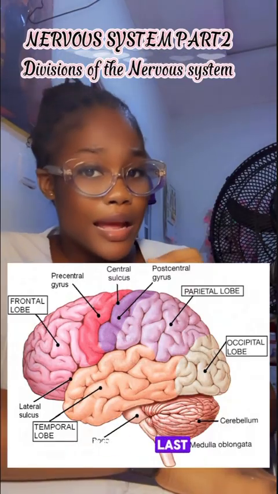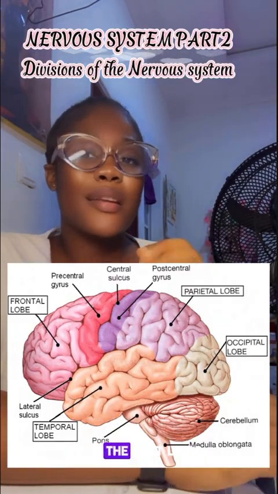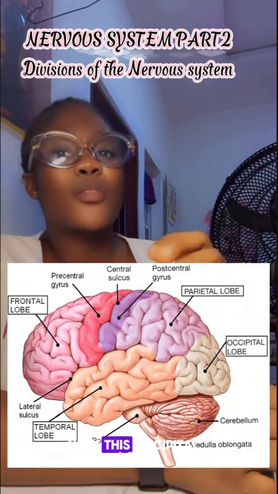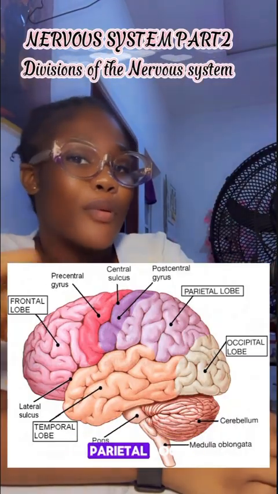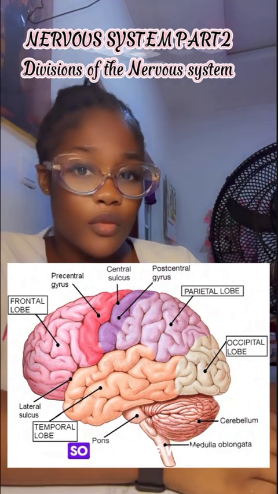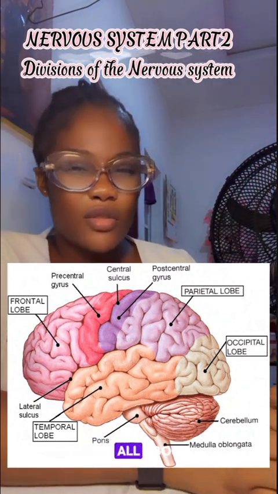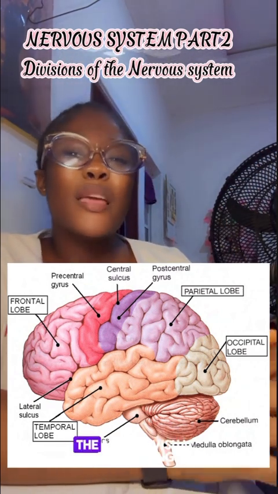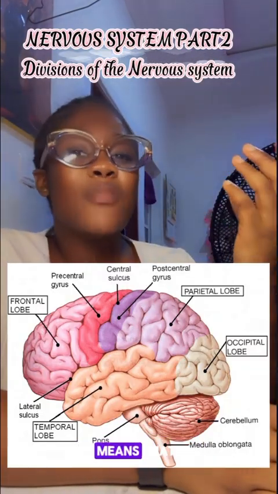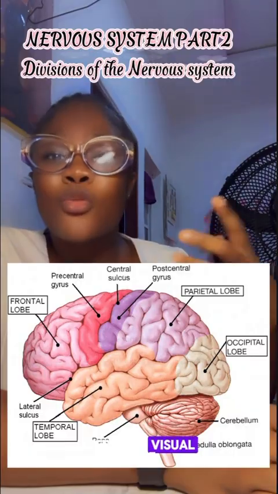So now let's talk about the last lobe of the cerebrum. The last lobe of the cerebrum is the occipital lobe. This occipital lobe is separated from the parietal lobe by the parieto-occipital sulcus. So take note, when I'm talking about sulcus, I will explain what it's all about. It is the major visual processing center in the brain. When I say visual processing center, it means that it interprets visual images.